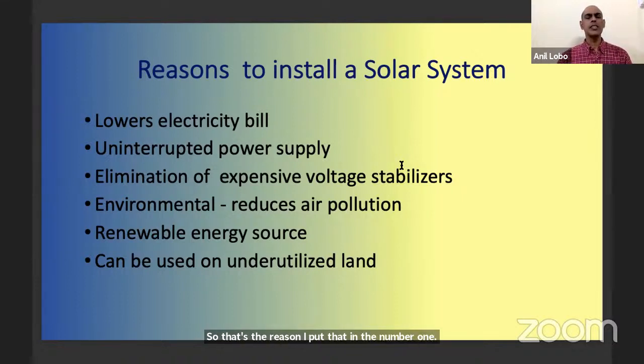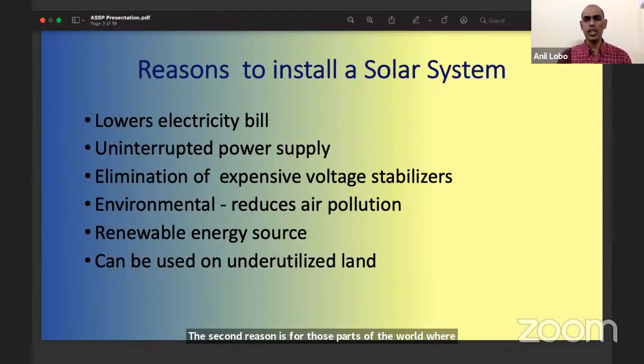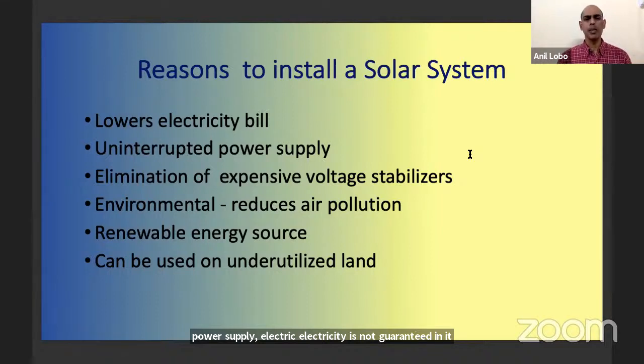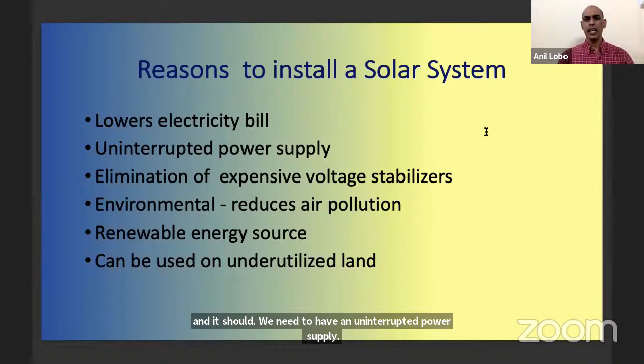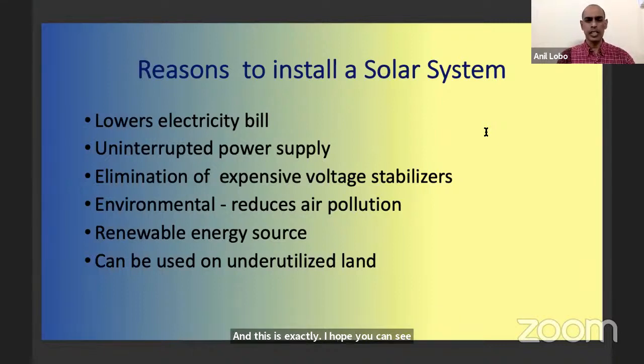The second reason is for those parts of the world where power supply, electricity, is not guaranteed and assured, we need to have an uninterrupted power supply. And this is exactly, I hope you can see my screen. Can someone confirm that the screen is visible? Yes, yes, yeah, okay, yes.